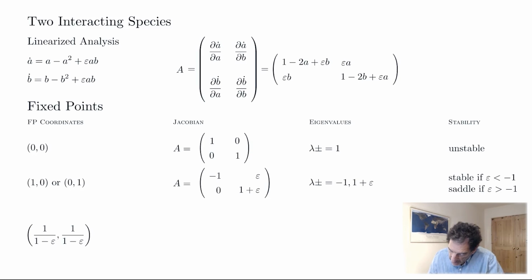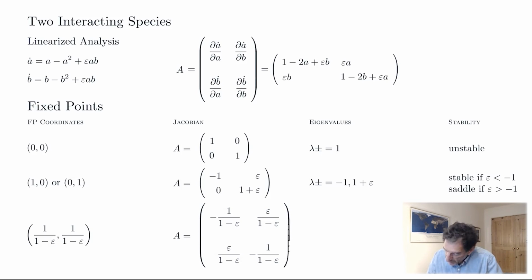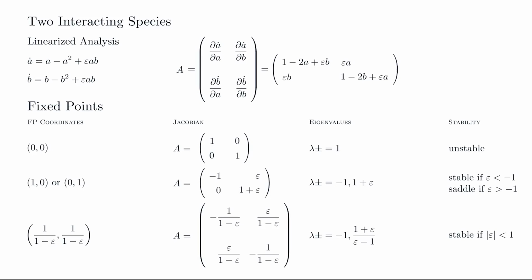And in this case, the Jacobian matrix is given by minus 1 minus epsilon, epsilon divided by 1 minus epsilon, epsilon divided by 1 minus epsilon, minus 1, 1 minus epsilon. For this matrix, lambda plus minus is equal to minus 1 and 1 plus epsilon divided by epsilon minus 1. And so this fixed point is stable if the absolute value of epsilon is less than 1. And notice that when epsilon is bigger than 1, this fixed point doesn't exist because it's off in negative space.